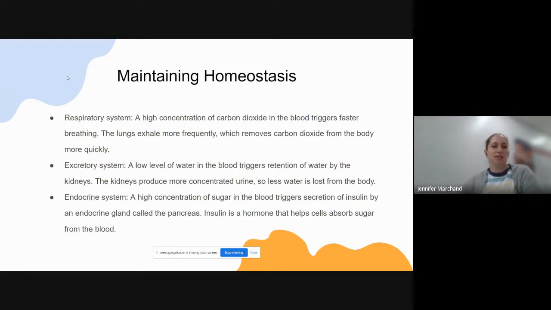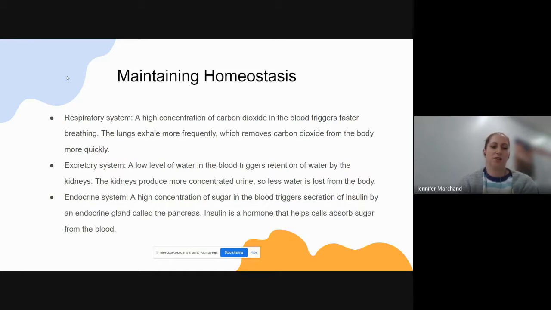So maintaining homeostasis through the body. In the respiratory system, we need to make sure that there's an accurate amount of carbon dioxide and oxygen. So if there's too much carbon dioxide, the blood triggers faster breathing and the lungs exhale more frequently, which helps to remove the carbon dioxide from the body.